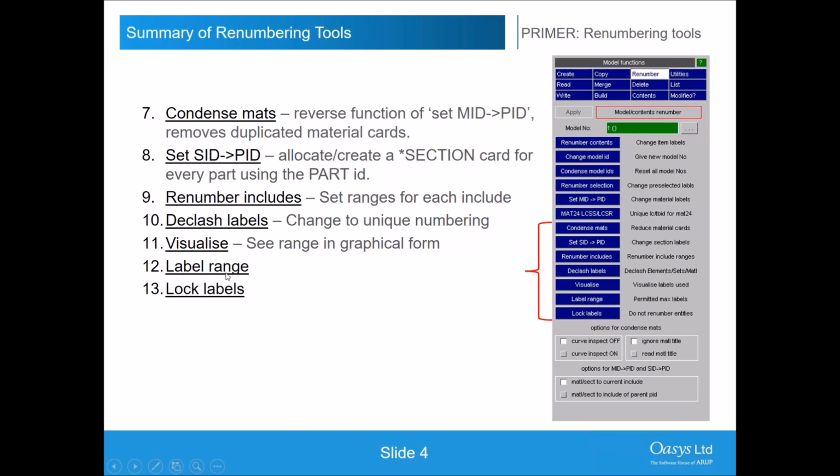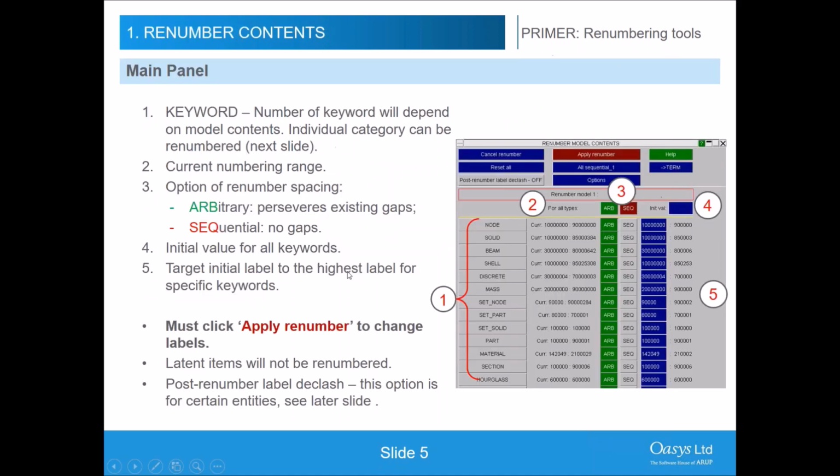And label range I won't really go into, but it looks into the format of the way the label is created. So there's small format or large format, or extended format. And then finally, you've got the lock labels, which allow you to fix a numbering range so that it doesn't get renumbered or the ID gets overwritten. So let's look into these in a little bit more detail.